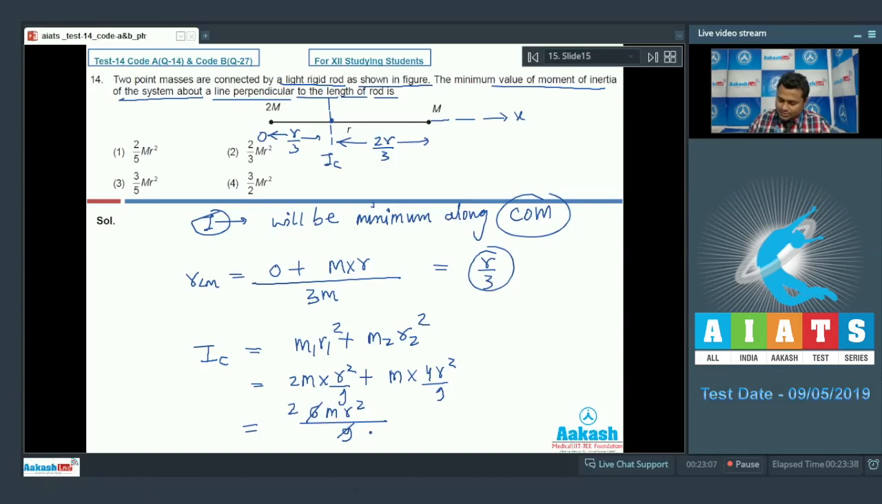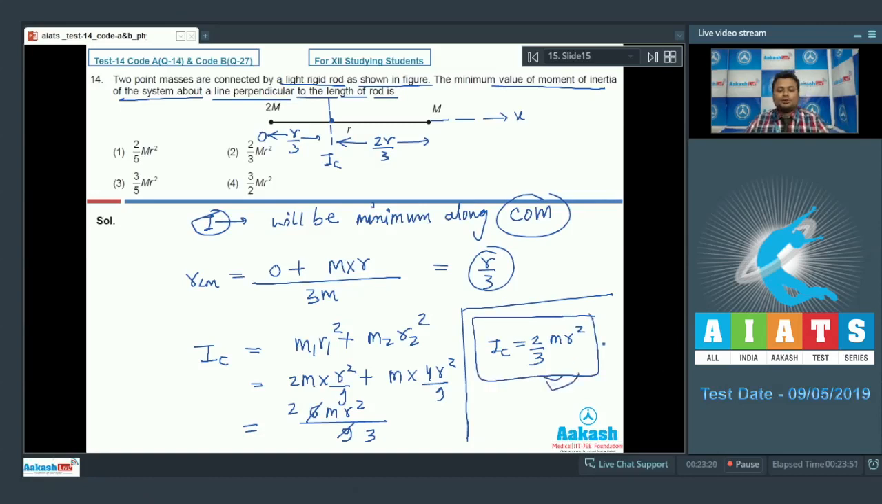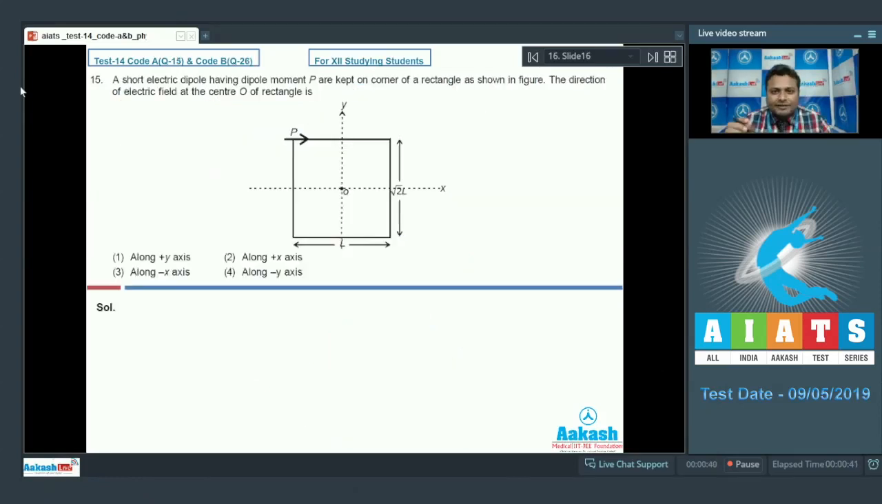Divided by 9, that is 2 by 3. So IC finally we have got 2 by 3 mr square. After looking at the options, we can say that option number 2 is perfectly matching. So we can go with option number 2. Now move on to the next, that is 15 number. Here is question number 15, everyone.